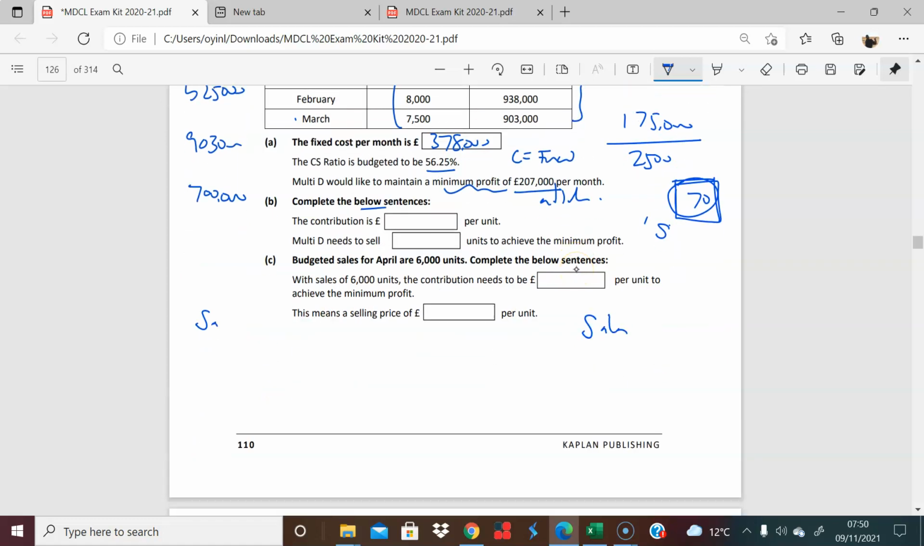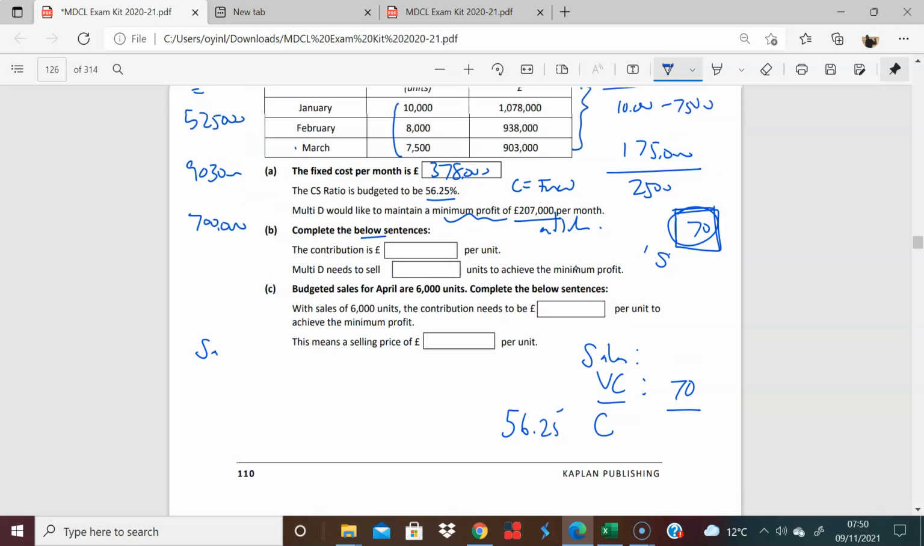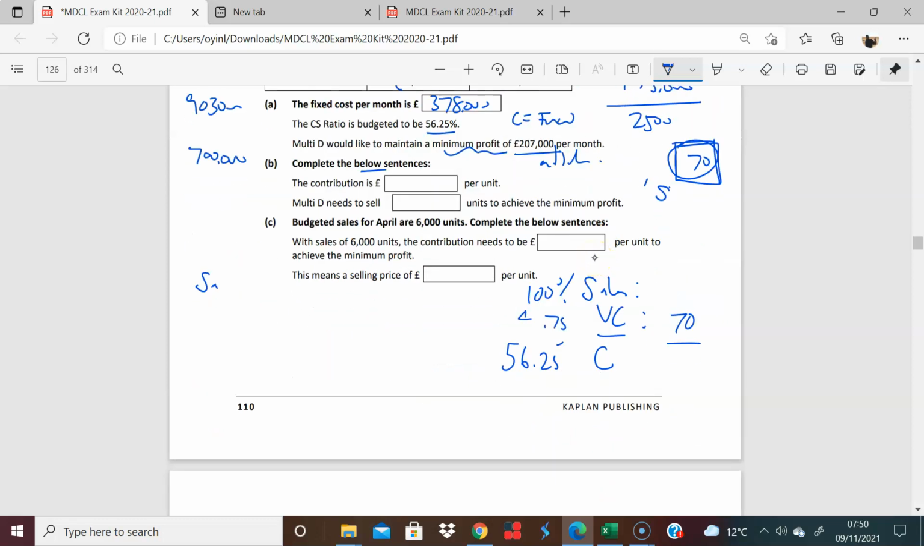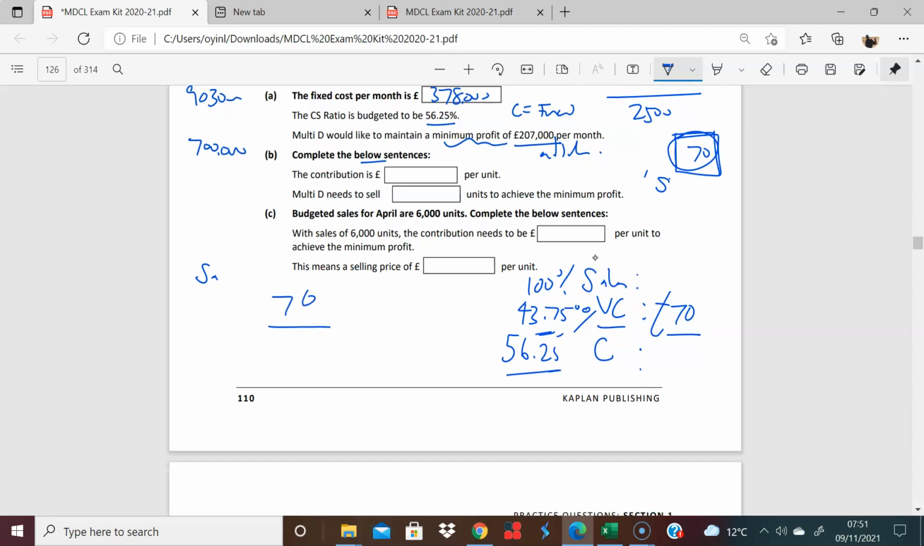Because you have a sale, sales minus variable costs gives you contribution, and your variable cost is £70. In terms of percentages, if this is 56.25 and this is 100%, then this is 43.75. So your variable cost, I can find what I need to find now. Because if £70 is equal to 43.75%, I can find 56.25. That was what was going on over here. So really, this is 70 over 43.75 times 56.25. That's what this is really about.